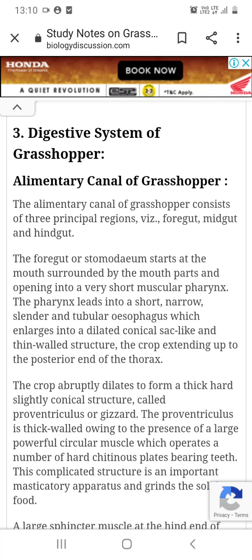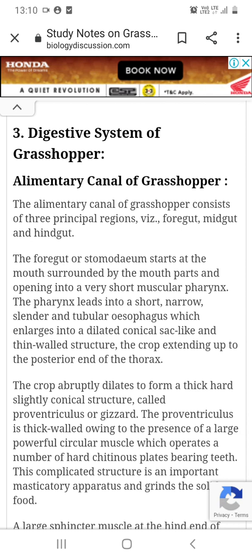Digestive system of grasshopper. We all know that the digestive system comprises the alimentary canal and digestive glands. The digestive system of grasshopper is similar to that of cockroach. It also comprises an alimentary canal, which starts from the mouth and terminates at the anus.